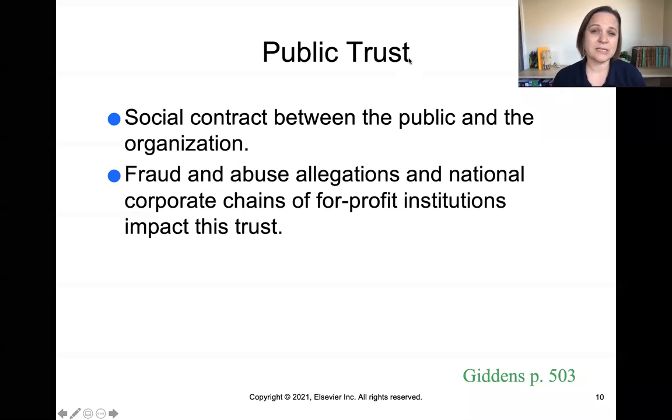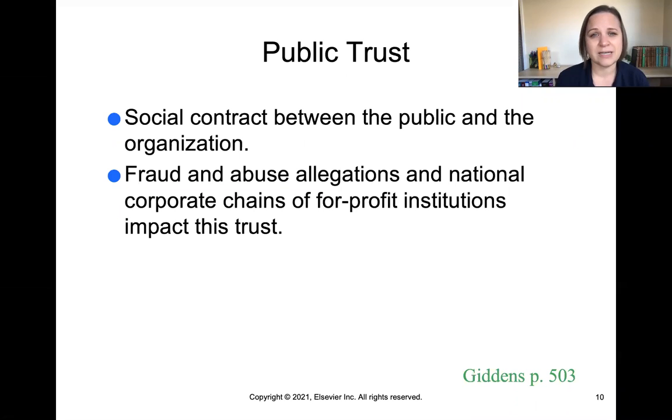Now, anytime you're trusting an organization with your life by seeking healthcare, there really is this social contract between the public and the organization, that the intent and the work of the organization is to do good, and fraud and abuse allegations in national corporate chains of these for-profit institutions can have an impact on this trust.